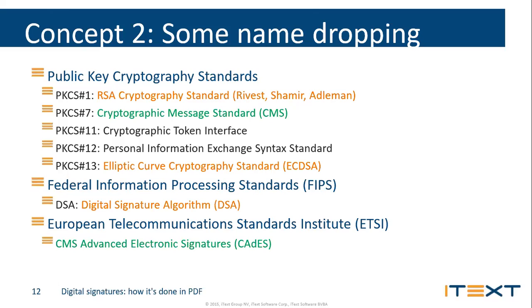They put the Cryptographic Message Standard, called CMS, the cryptographic token interface, and personal information exchange syntax. And the elliptic curve cryptographic standard is also one of the points you are going to learn here, that is elliptic curve. So these are all called encryption standard keys, that is a public key. Then the Federal Information Processing Standards define the Digital Signature Algorithm, the DSA.